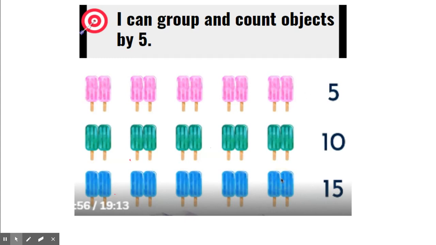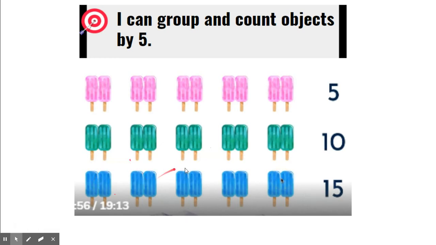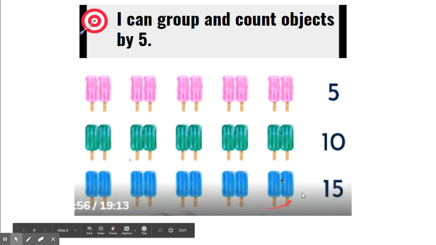I see some green popsicles. Let me count to see how many. 1, 2, 3, 4, 5. There are 5 green popsicles. Let me count to see how many blue. 1, 2, 3, 4, 5. There are 5 blue popsicles. Well, I guess these popsicles are grouped in groups of 5. There are 5 pink, 5 green, and 5 blue.